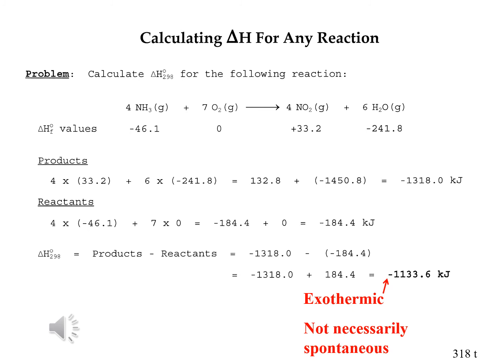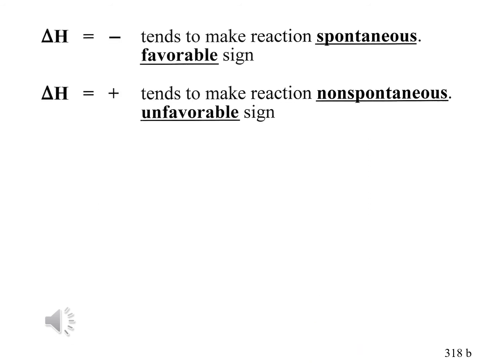The negative delta H tells you that this reaction gives off heat. It's exothermic. But you cannot tell from only delta H whether the reaction is spontaneous or not. It's true that delta H negative tends to make reactions spontaneous. It's called the favorable sign because everything likes to give off energy and reach a minimum.